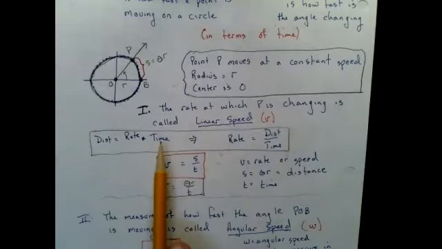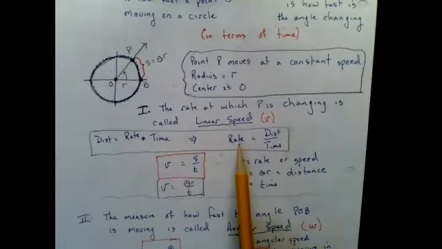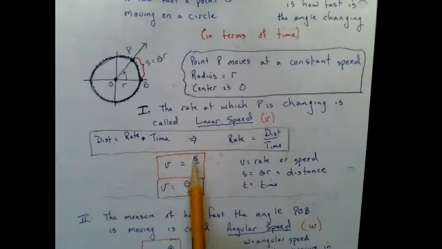Distance equals rate times time. Rate, I'm just going to bring time over, is distance over time, arc length over time. I also know arc length is theta R. So again, depending on what I'm given, I have another formula. Everybody got where it comes from?